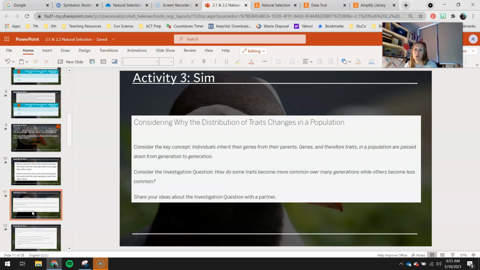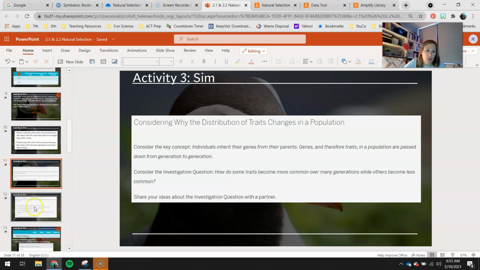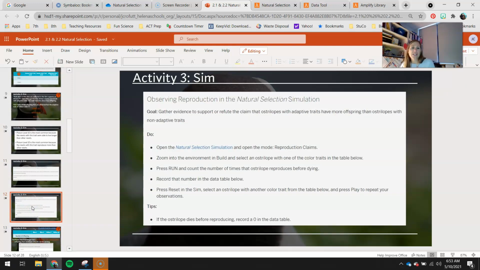So this might be looking at the poison level here in these newts. Share your ideas about the investigative questions. You don't have to do that part. Okay, so here's what the sim is going to look like for you guys. Gather evidence to support or refute the claim that Australopes with adaptive traits have more offspring than Australopes with non-adaptive traits. Do they have more offspring or do they just live longer?